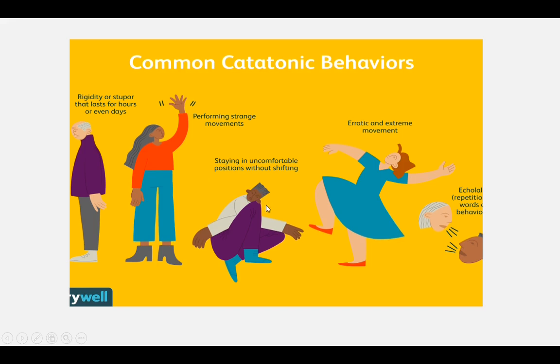Remember, we have seen the disturbances in the motor activity when we learned catalepsy, posturing, flexibility, right? If you please recall that, you can relate to it well. And they have echolalia, which is repetition of words. Right, so they can be either in stupor or in excitement.